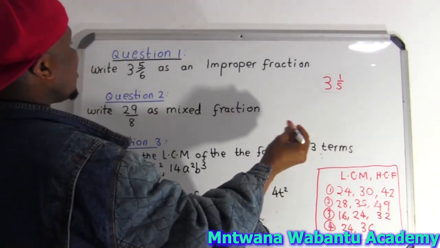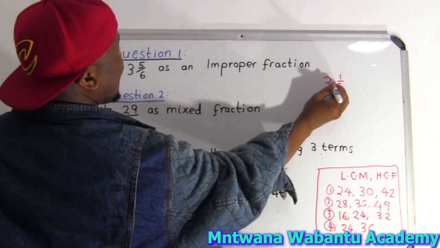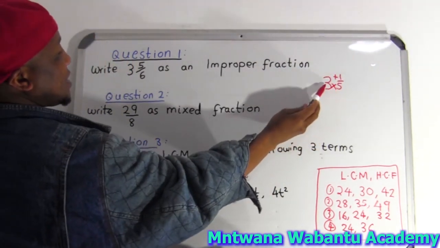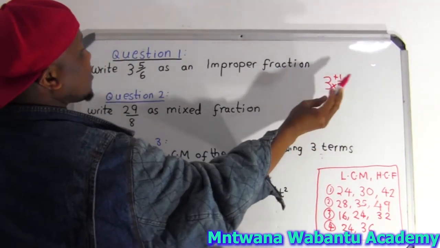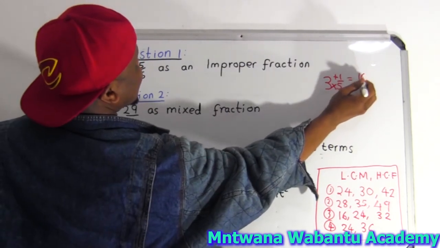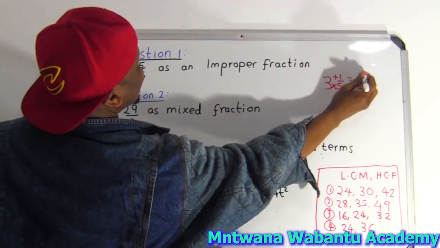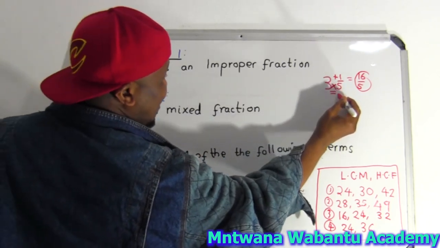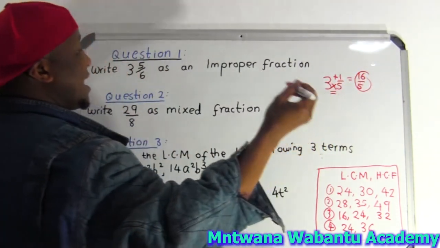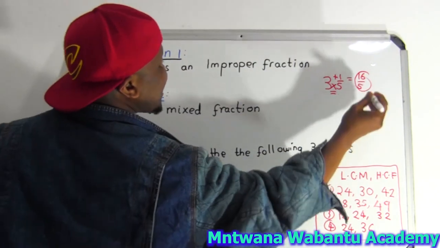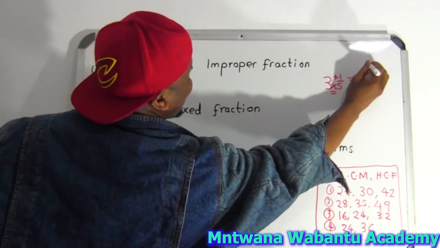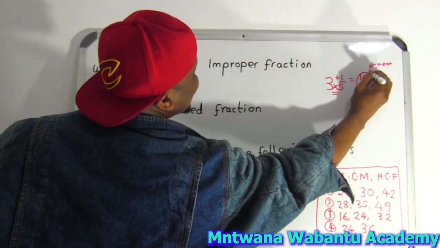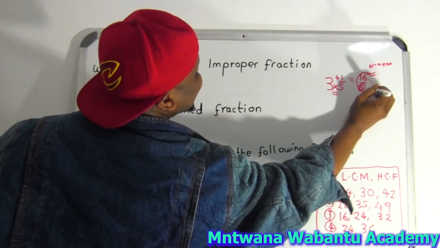If you want to change it to improper, you multiply here and then right there you add. So say 5 times 3, you get 15, plus 1 equals 16/5. So we have changed the mixed to improper. In an improper fraction, most of the time or all the time, the number on the top, which we call the numerator, is always bigger than the number at the denominator.